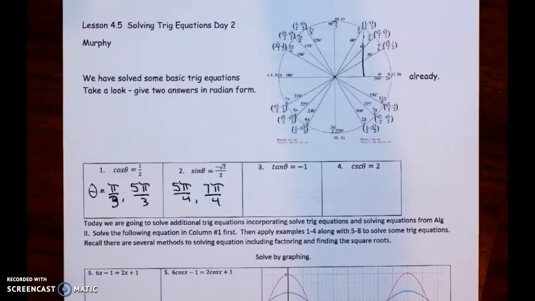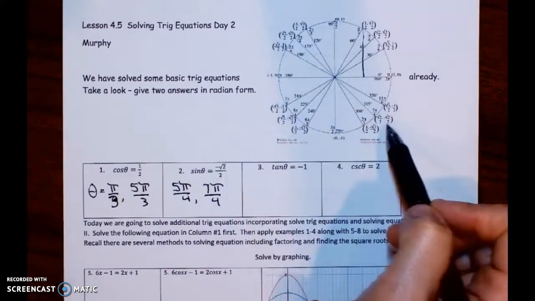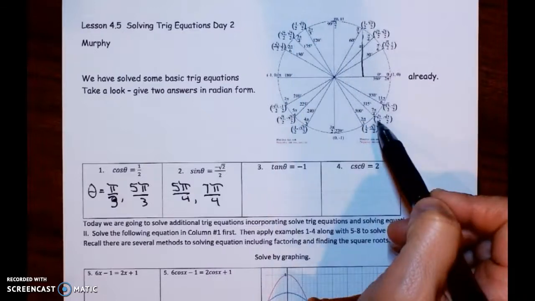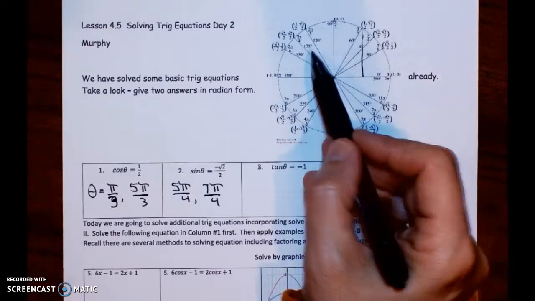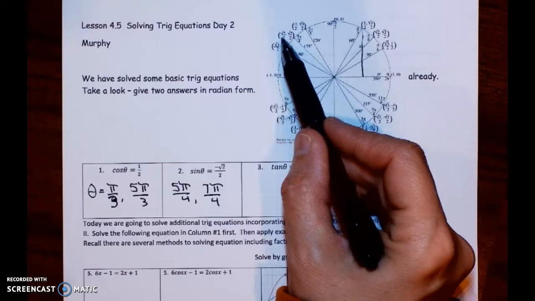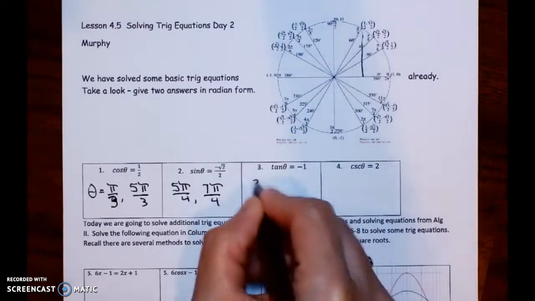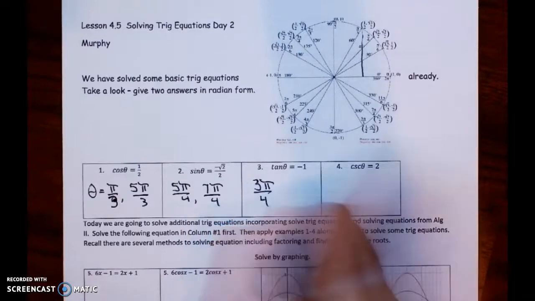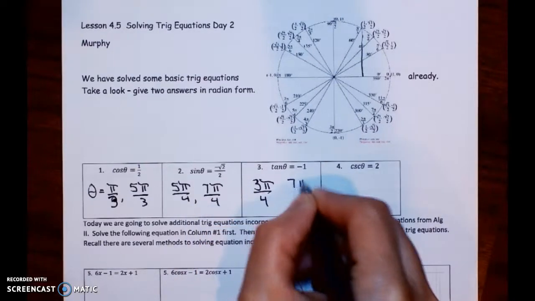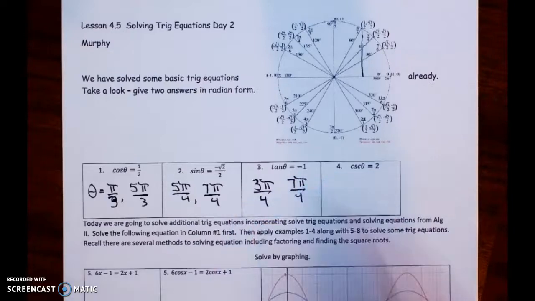When is the tangent equal to negative 1? That would be here in quadrant 2 and quadrant 4. It's equal to 1 when your x's and y's are the same, and we need it to be negative. So that would be here at 3 pi over 4, or down here, which would be 7 pi over 4.